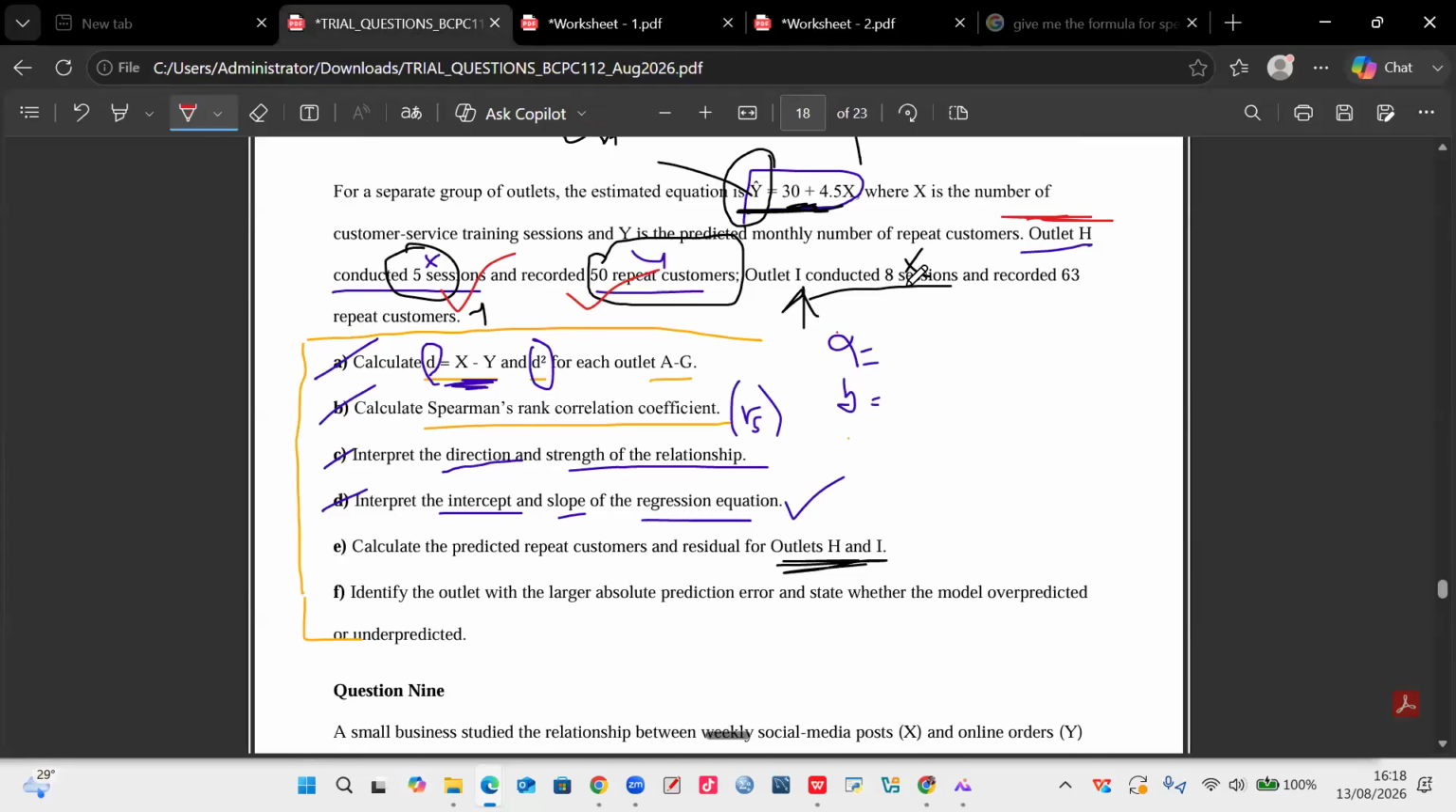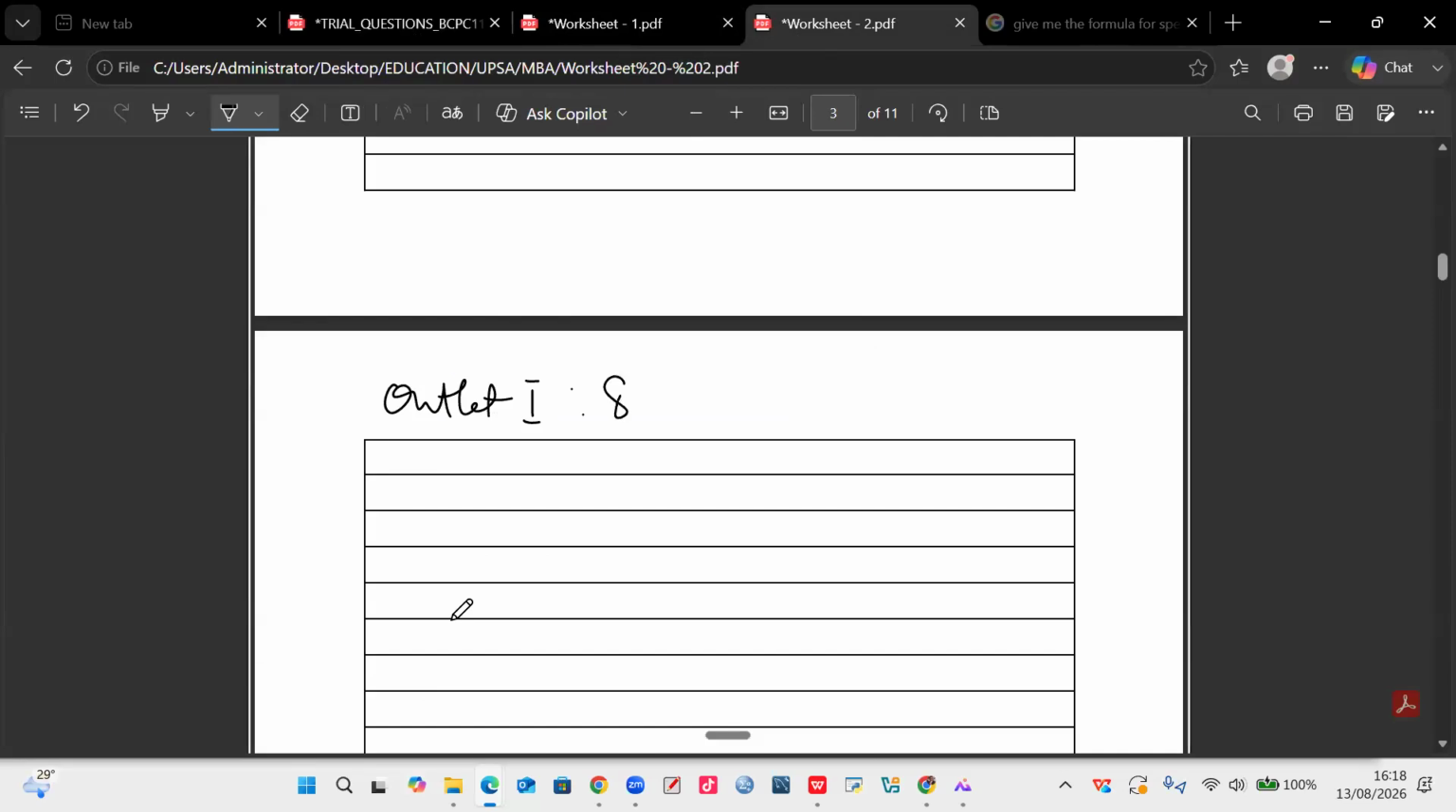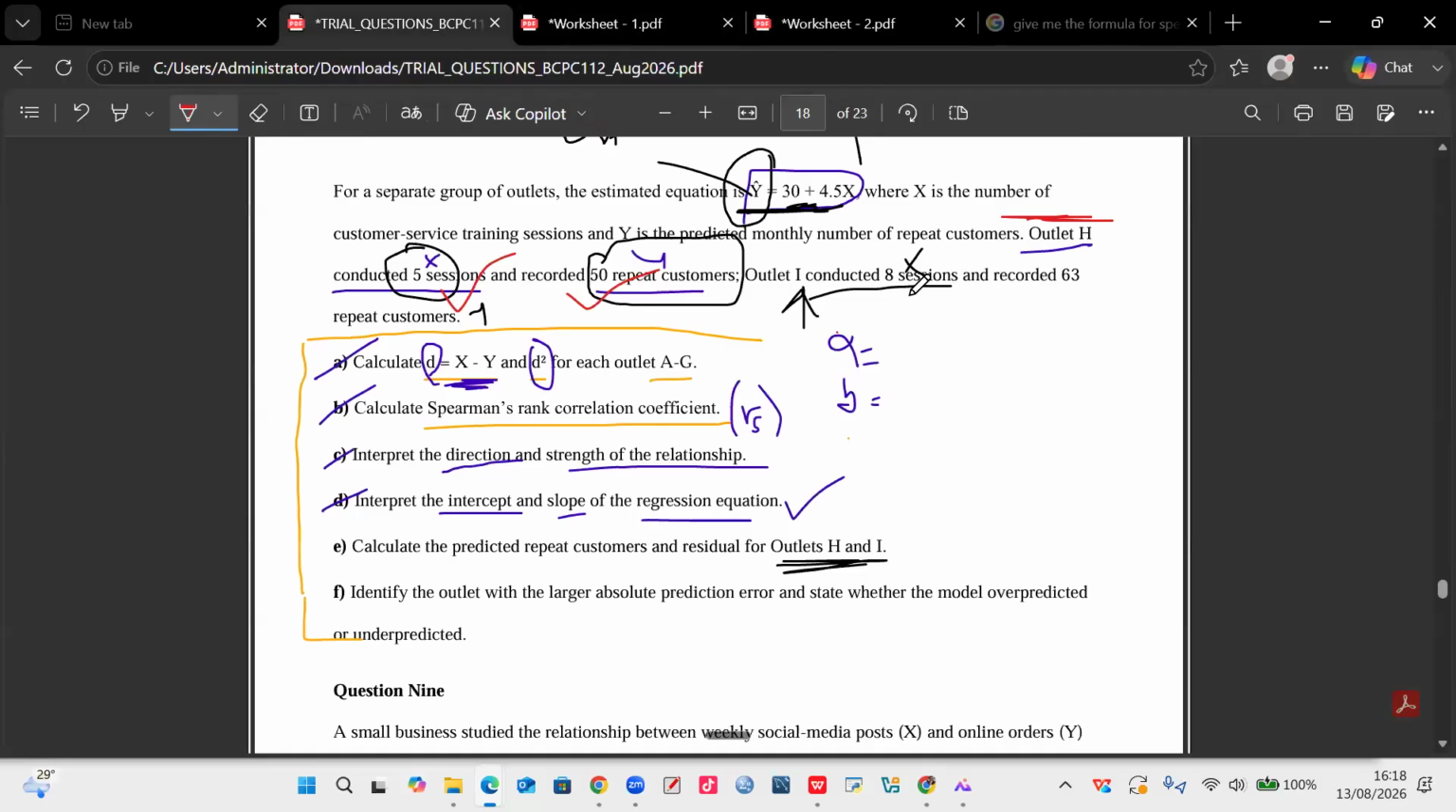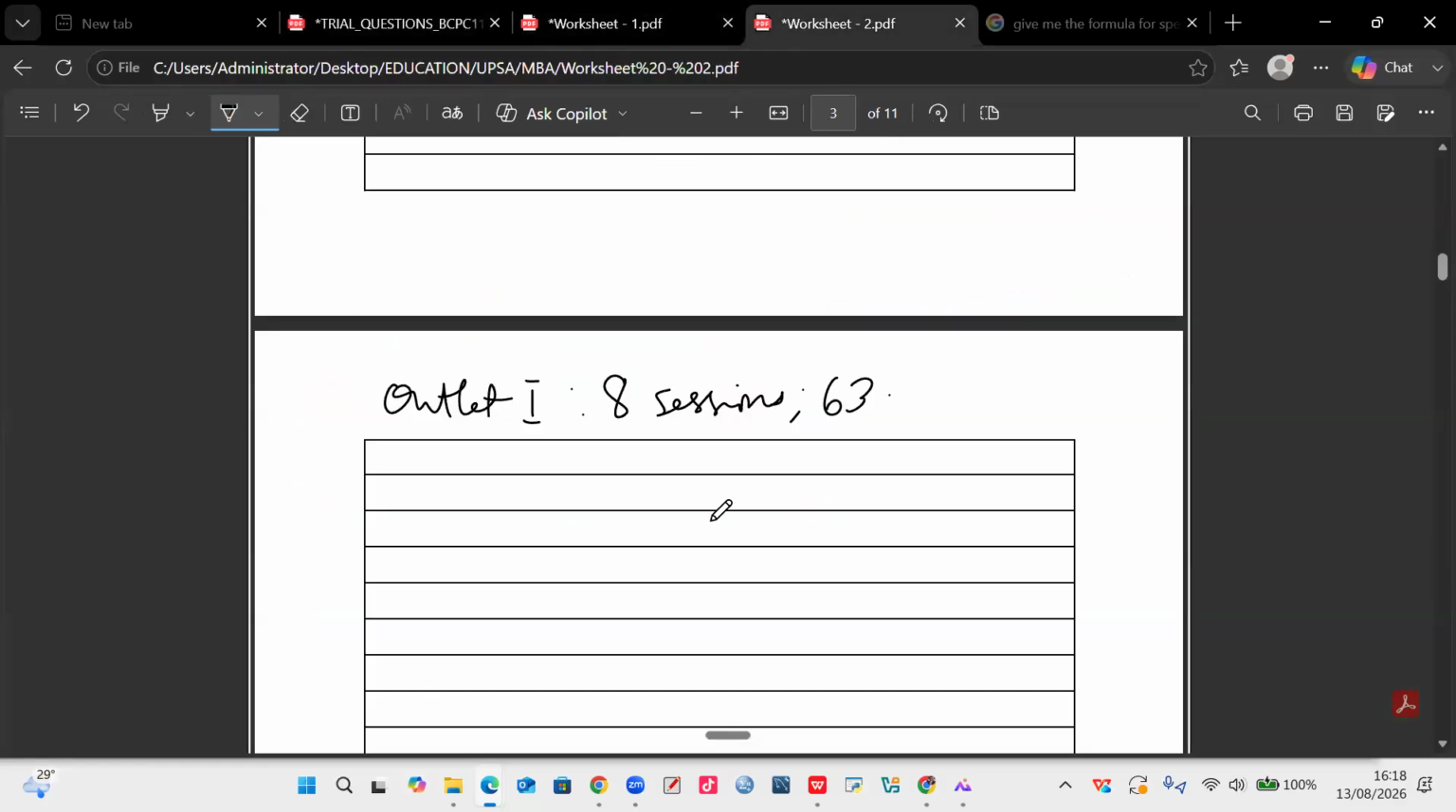Outlet I, we have 8 sessions, 63 repeat customers. It's outlet I, we are looking for I. We are not dealing with G. Outlet I, this red arrow. Yeah, absolutely. 8 sessions and 63 repeat customers.